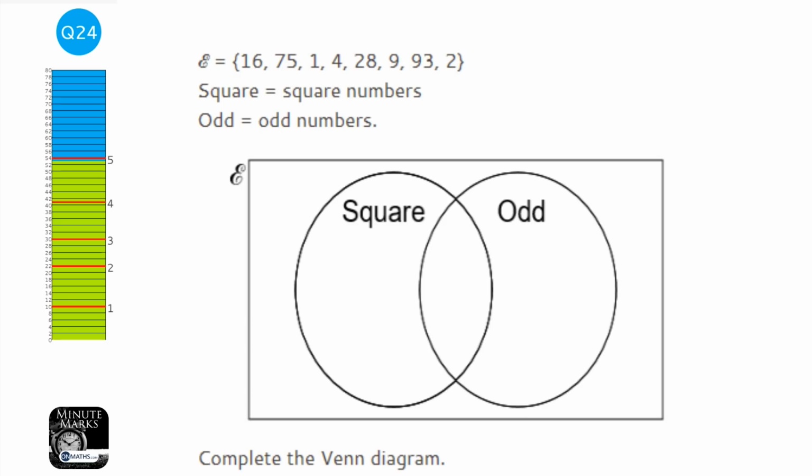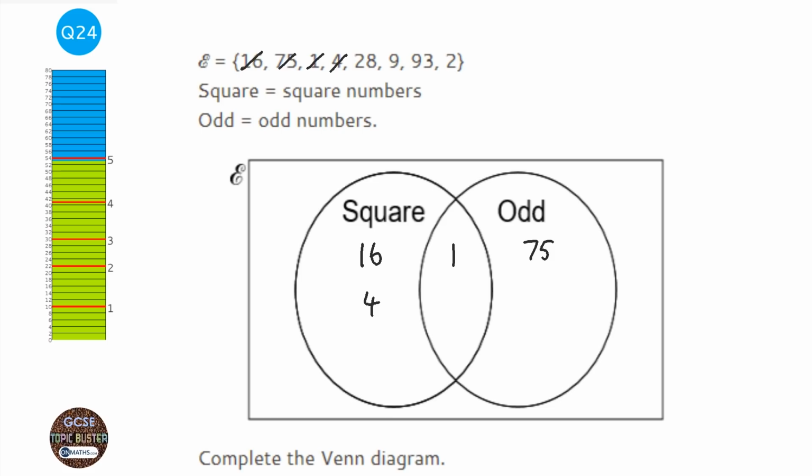So we're going to start off with the 16. Now 16 is a square number, but it's not odd. So I'm going to leave that here. 75. Now 75 is not a square number, but it is odd. So I'm going to put that there. Now 1 is a square number and it's odd, so that's going to go in the middle. 4 is a square number but it's not odd.